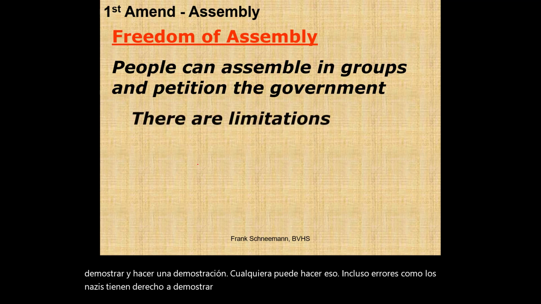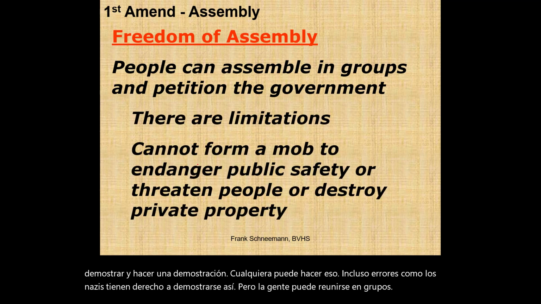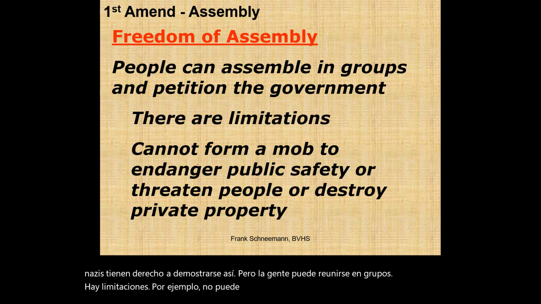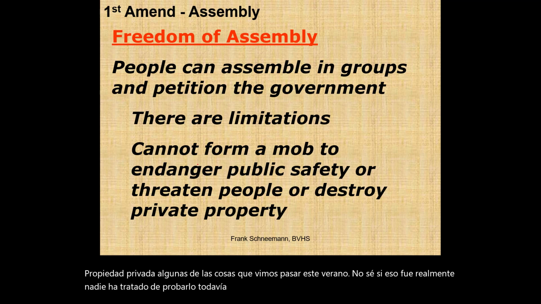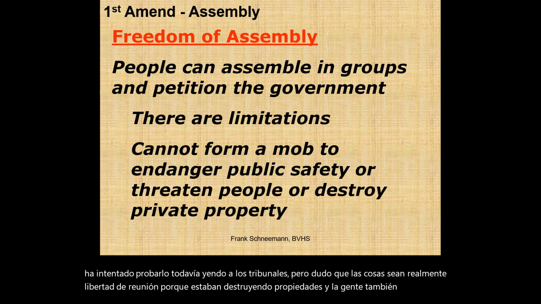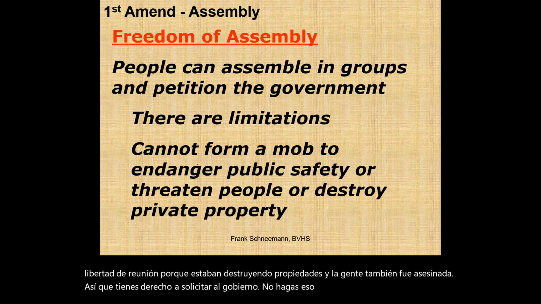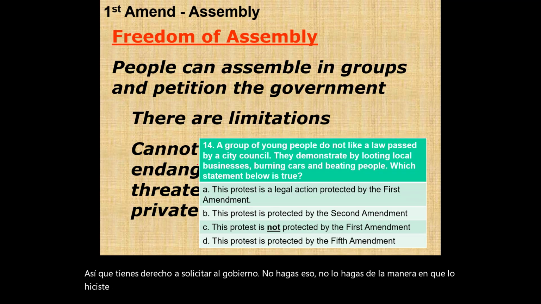But people can assemble in groups. There are limitations. For example, you can't form a mob and endanger public safety or threaten people or destroy private property. Some of the stuff we saw going on this summer, nobody has tried to test it yet by going to court, but I doubt that stuff is really freedom of assembly, because they were destroying property and people got killed as well. So you have a right to petition the government, but not in the way that some people did it last summer.